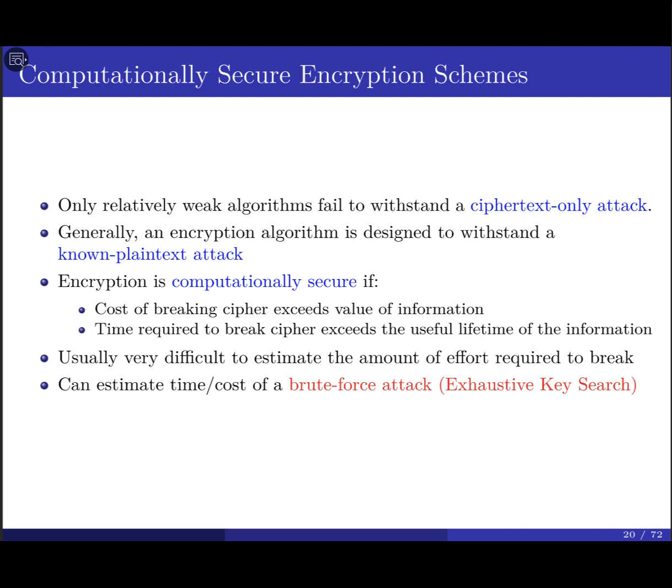How can you compute the cost of breaking a ciphertext? Or in other words, how can you define whether my encryption scheme is strong or not, or whether my encryption scheme is computationally secure? We can define this as follows. The cost of breaking the ciphertext is going to exceed the value of the information. For example, you're going to spend $1,000 in order to crack or decrypt the ciphertext. So at the end, maybe it's going to give you a gain of only $100. So you spend a lot of money in order to get nothing.